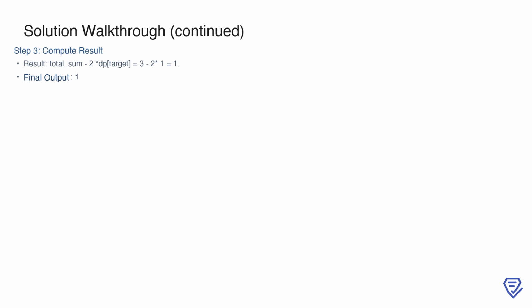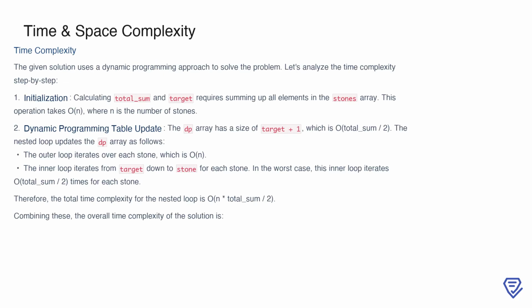To compute the result, we subtract twice the value at DP[target] from the total sum. In this case, the result is 3 minus 2 times 1, which equals 1. Therefore, the output for this example is also 1. This demonstrates how the dynamic programming approach can handle both complex and simple inputs efficiently, always finding the minimum possible weight difference. To analyze the time complexity, we start with the initialization step.